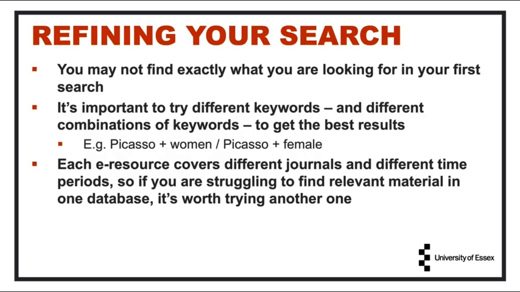Bear in mind that you may not find exactly what you're looking for in your first search. It's important to try using different keywords and different combinations of keywords to get the best results. A search for Picasso and female, for example, could retrieve results that a search for Picasso and women might not. Sometimes you may also need to try a different resource, as each database covers different journals and different time periods. So Art Full Text might have a lot of material on one topic, but JSTOR may be better for a different topic.